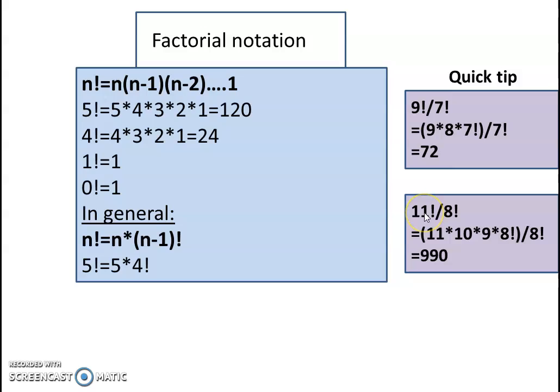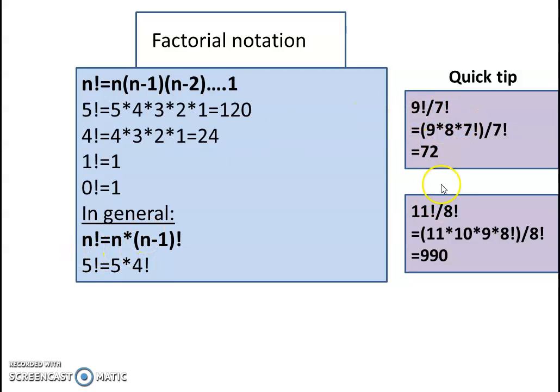Another example: we are calculating 11 factorial divided by 8 factorial. So 11 factorial can be written as 11 into 10 into 9 into 8 factorial divided by 8 factorial. So the 8 factorial will be cut, and the answer will be 11 into 10 into 9, and that is 990. So using this notation, we can simplify the calculation.